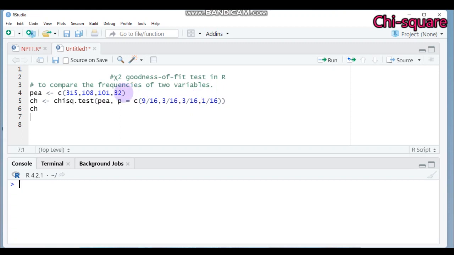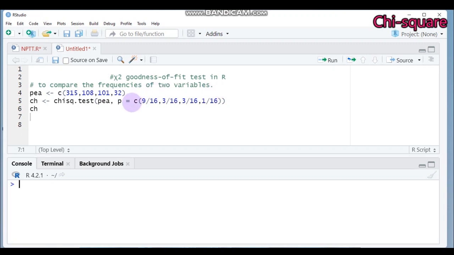Coming to the concept of the chi-square goodness of fit test, it is mostly used to compare the observed distribution to the expected distribution in a situation where we have two or more categories in discrete data. In other words, the chi-square goodness of fit test is used to compare the frequencies of two variables, that means the expected as well as the observed one.